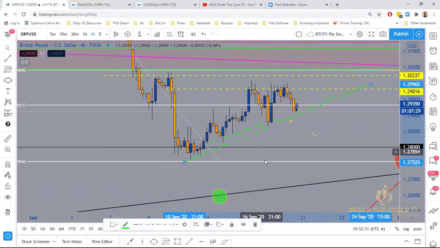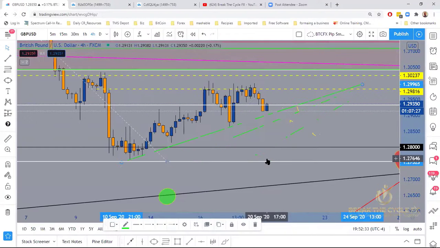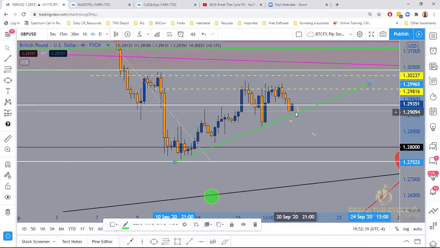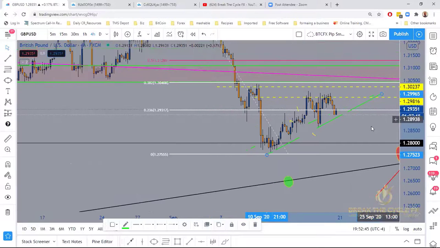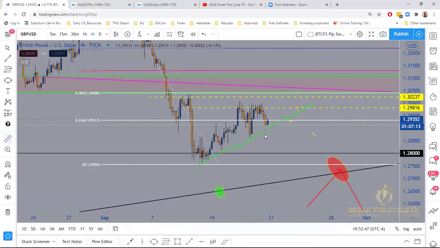Right? Super easy, right? So we're not selling until we get a strong break. As long as we keep getting rejections here, we go back up. Just be a little bit patient, guys. How many pips is this?